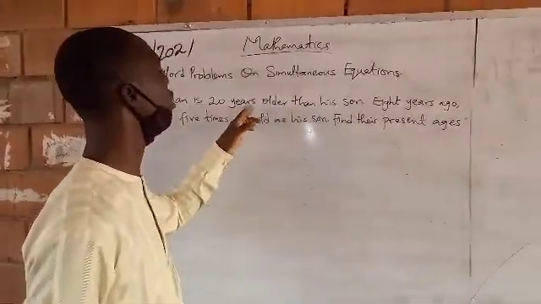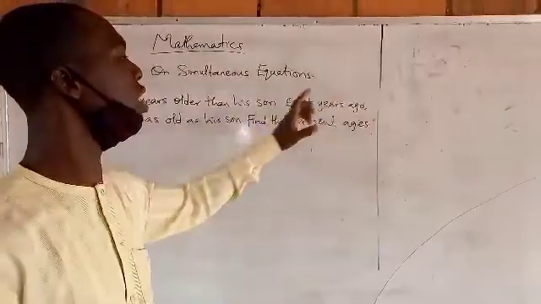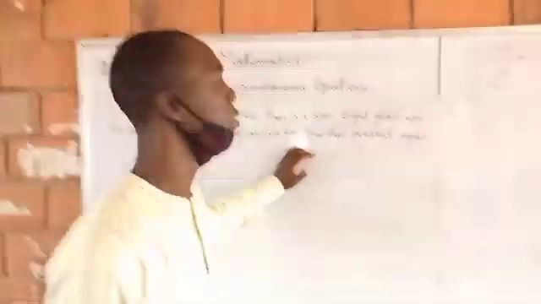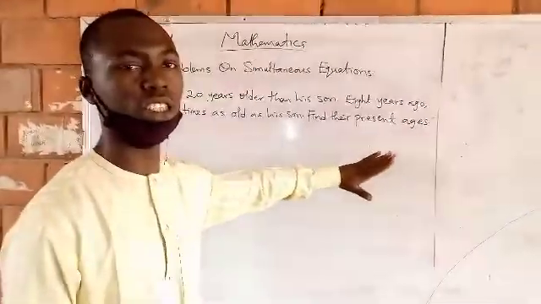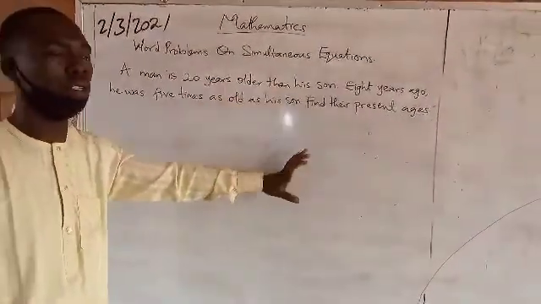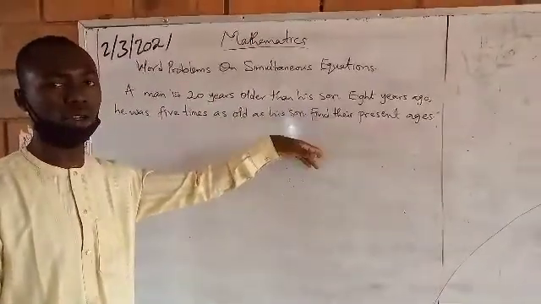A man is 20 years older than his son. 8 years ago, he was 5 times as old as his son. Find their present ages. The man is 20 years older than his son. 8 years ago, he was 5 times as old as his son.